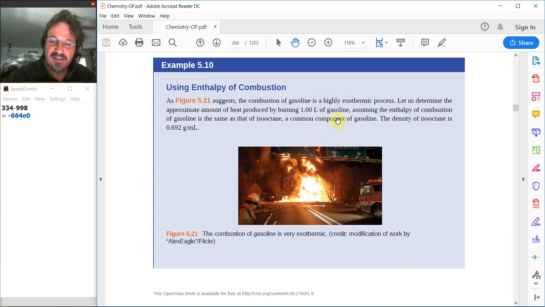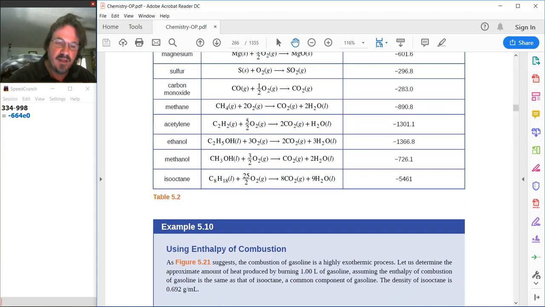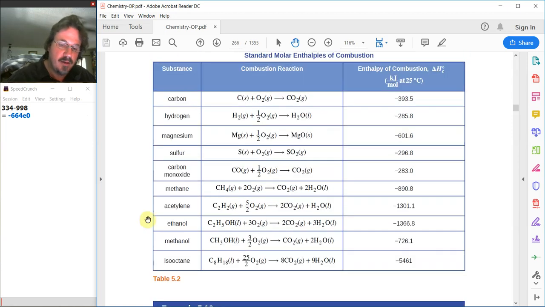1 liter of gasoline, assuming the enthalpy of combustion of gasoline is the same as isooctane. So octanes and isooctanes, that's what gasoline mostly is. It says the density of isooctane is 0.692. Well, I bet I'm going to need the delta H for that. So if I look at my table up here, I look down here, here's isooctane, so basically gasoline.